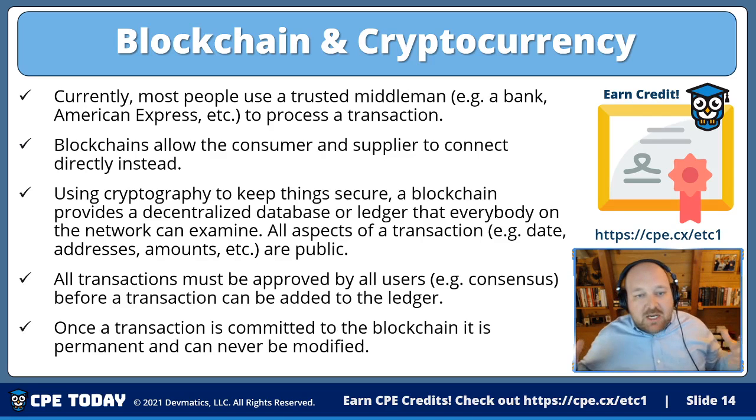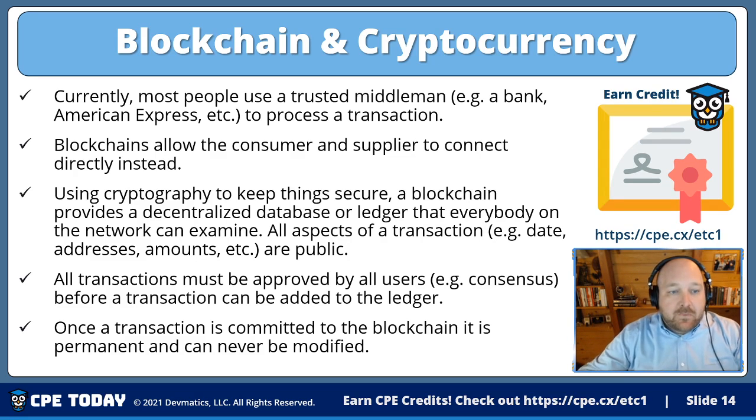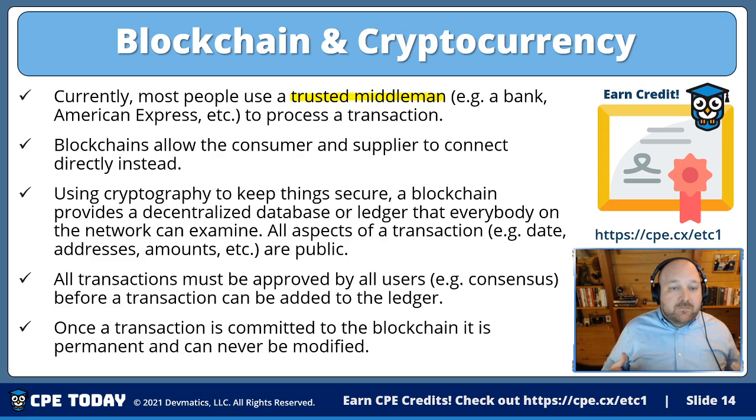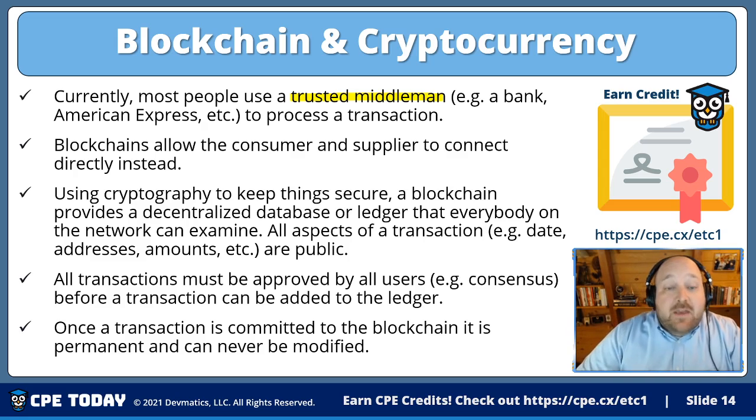To understand blockchain, you need to at least recognize how transactions are processed today in normal financial institutions and normal businesses. Currently, what we end up doing is using a trusted middleman, like a bank or a credit card company, to process a transaction. Or it could be a cloud provider. Either way, there's somebody sitting in the middle that's charging a fee for their services, either a percentage of the transaction, or a set fee depending on the nature of the transaction.